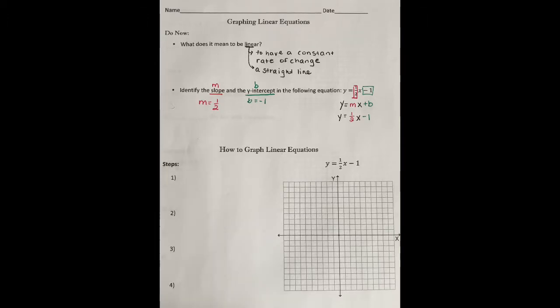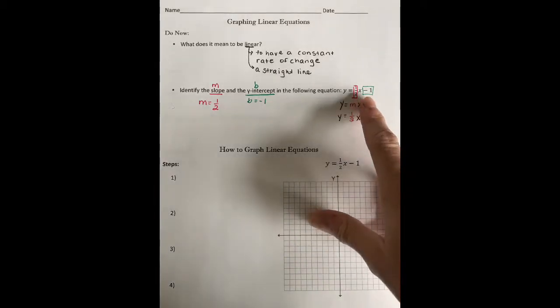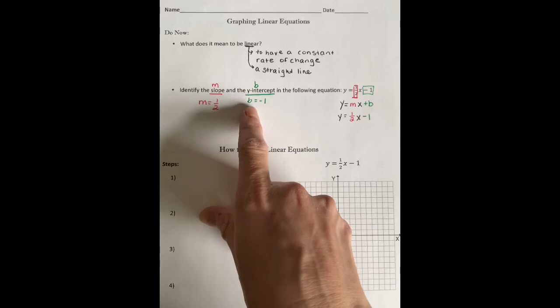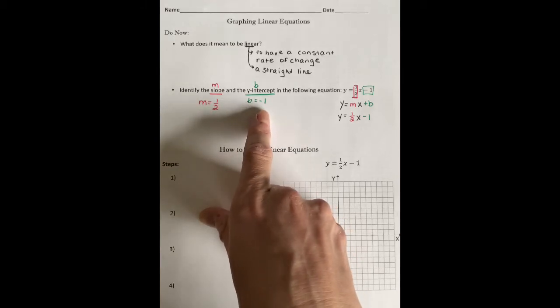Then we needed to identify the slope and the y-intercept of that equation. y equals 1/2 x minus 1. So remember, our equations are always in that slope-intercept form, which is y equals mx plus b, where the m, or the number that is in front of the x, is our 1/2. That's our slope. And our b, which is that constant value, is a negative 1. So we have our slope, m equals 1/2, and our b, or our y-intercept, equals negative 1.